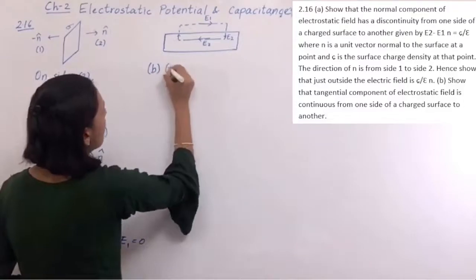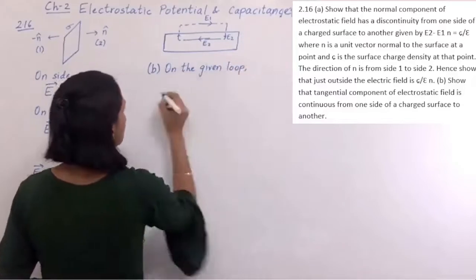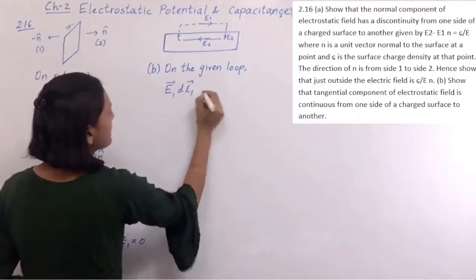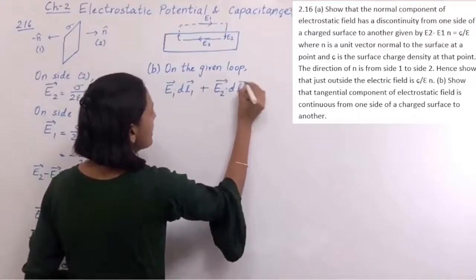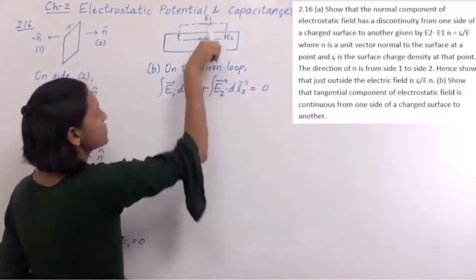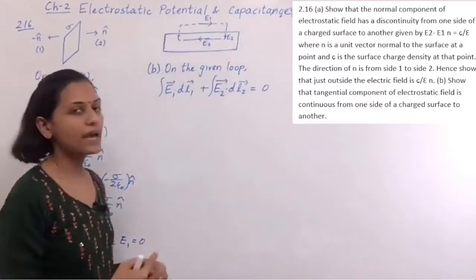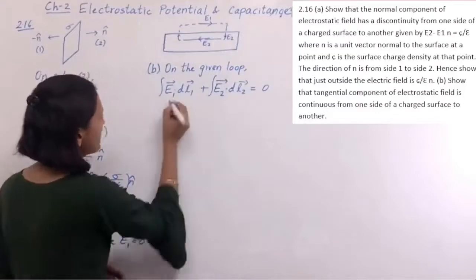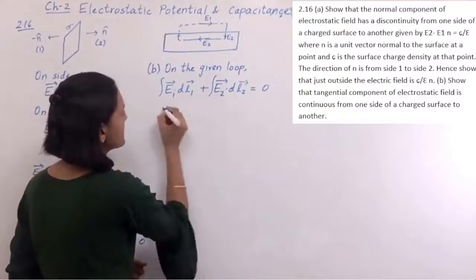So on the given loop, E1 dl1 plus E2 dl2 and its integration will be equals to 0. Here we just have to take these two only, because for this side and this side the E and dl both are perpendicular to each other, so that will get cancelled out. Here one thing will be positive, that means cos 0, and other will be cos 180.